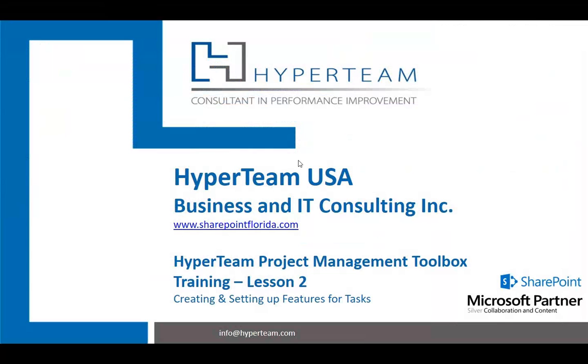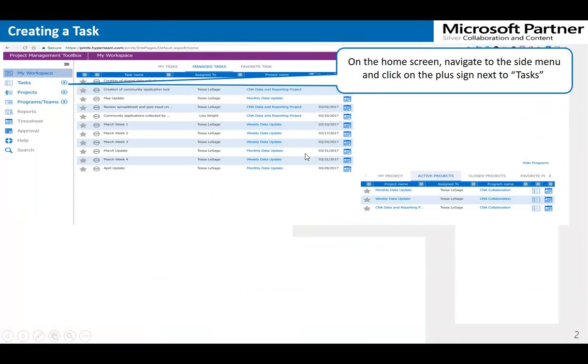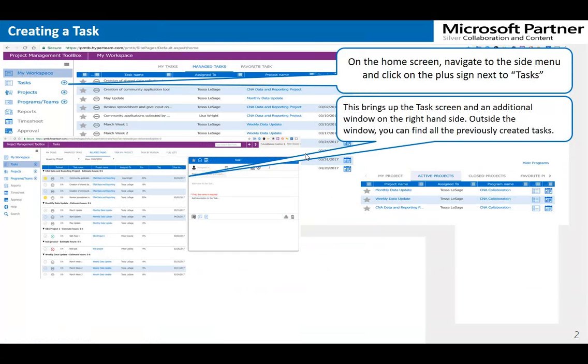In this short video, we will be discussing task management. On the home screen, navigate to the side menu and click on the plus sign next to Tasks. This brings up the Tasks screen and an additional window on the right-hand side. Outside the window, you can find all of the previously created tasks.